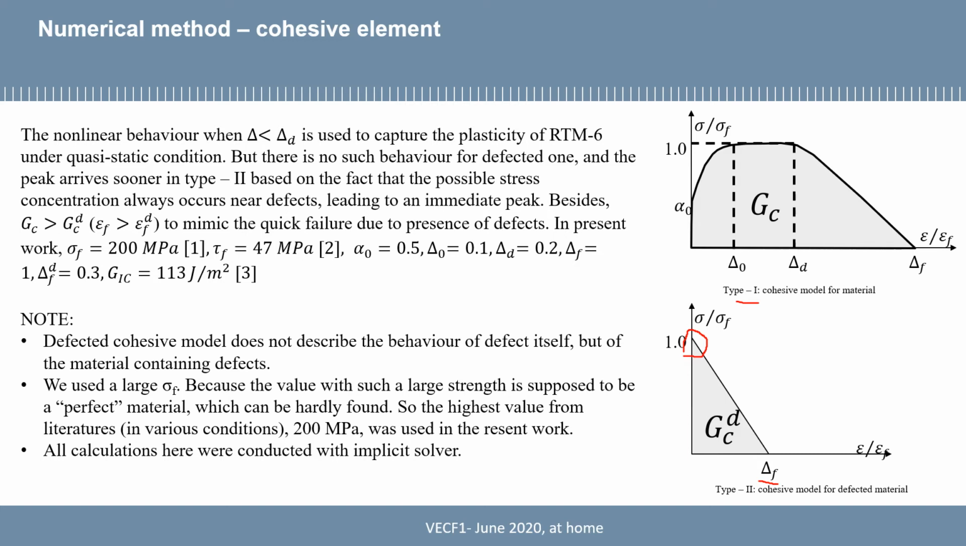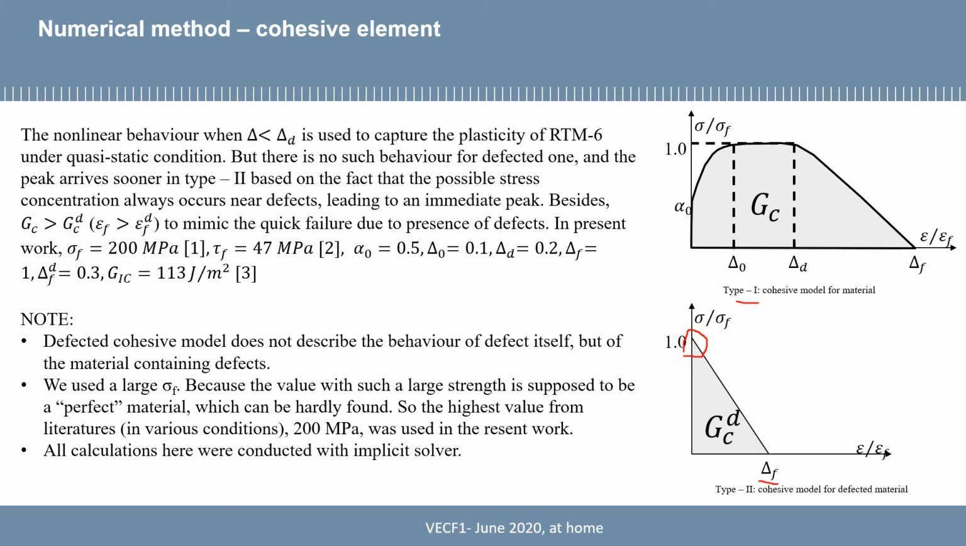And also, we use a very large sigma F, the failure stress, because we want to mimic a perfect material for the present work, but actually the perfect material is really hard to get. So we use the highest value found from the literature under different conditions. So we use this value.